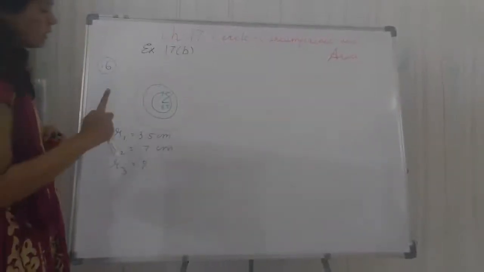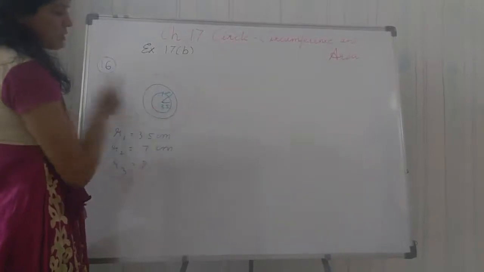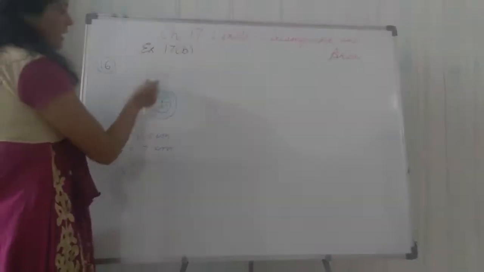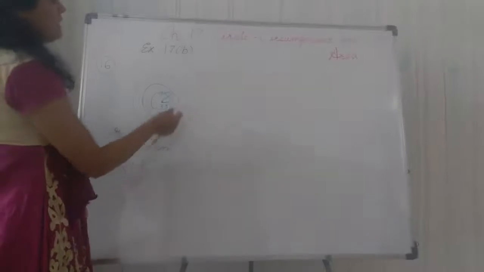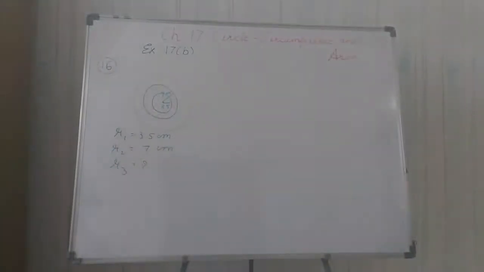Also, one more thing given to us that area enclosed means the area between the first and second circle will be equal to the area between the second and third circle. So, this is the fact we are going to use to get our third radius.